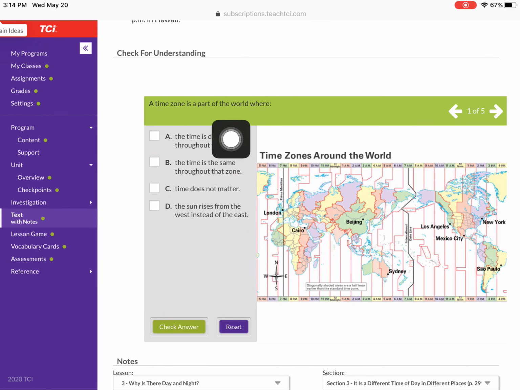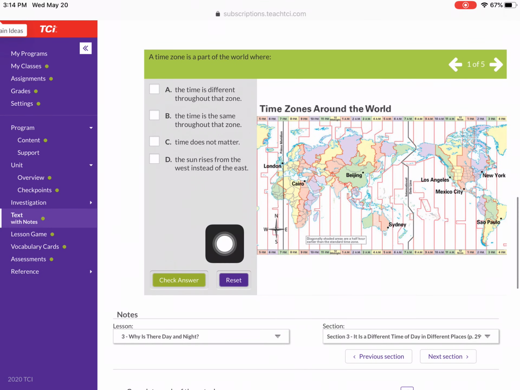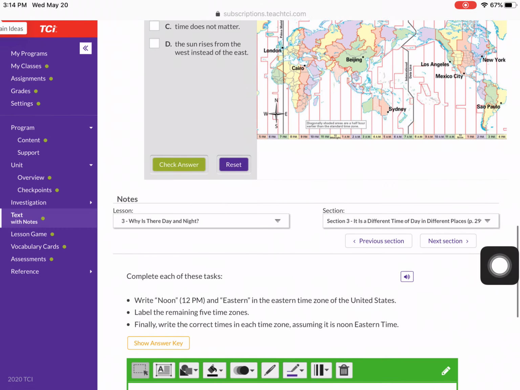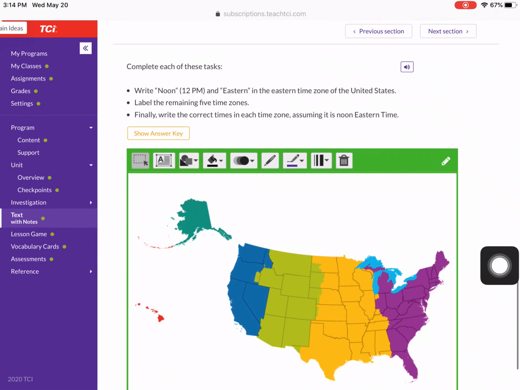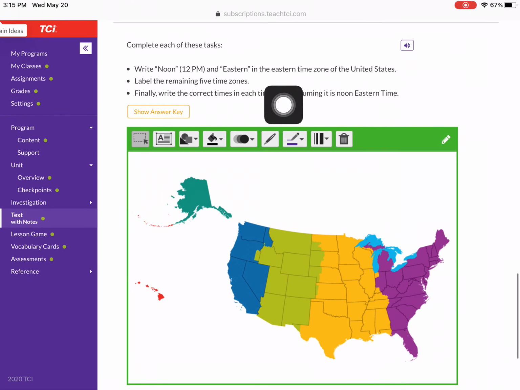And here is a check your understanding section for the time zones. There are 5 of those. Notice the different time zones all throughout the world, right? And here are the tasks to complete. Write noon, or 12 p.m., in the Eastern time zone of the United States. You're going to label these 5 time zones.